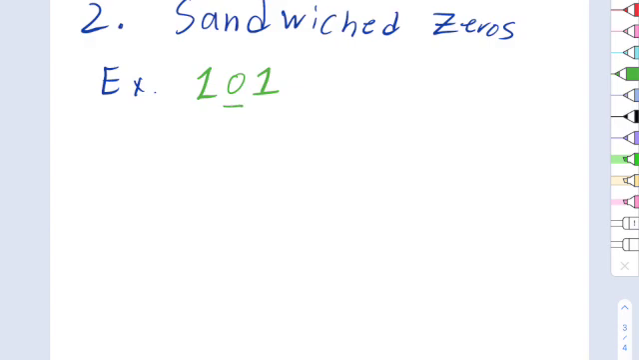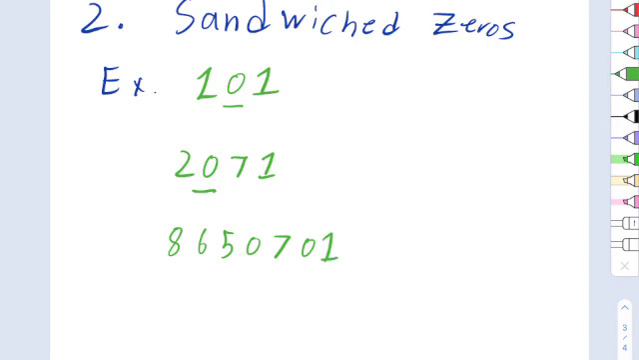For example, the 1 on the left of the 0 does not equal 0, and the 1 on the right side of the 0 also does not equal 0. So in this case, this 0 sandwiched between two non-zero numbers counts as a significant digit. So 101 would have 3 significant figures in total.